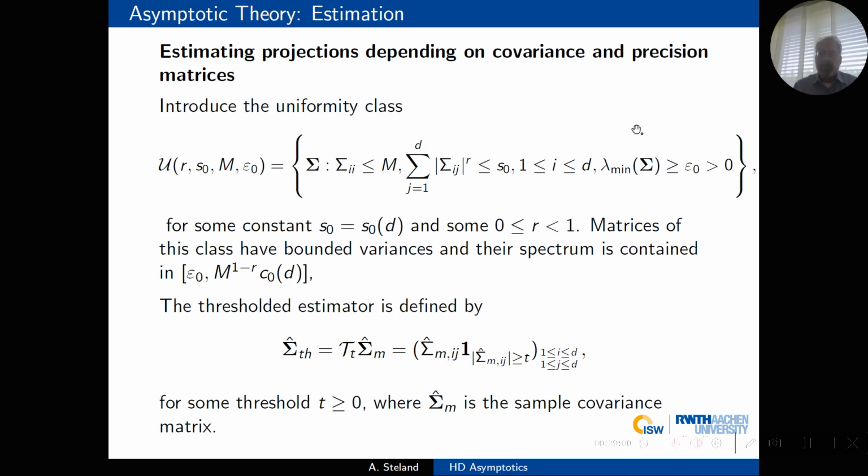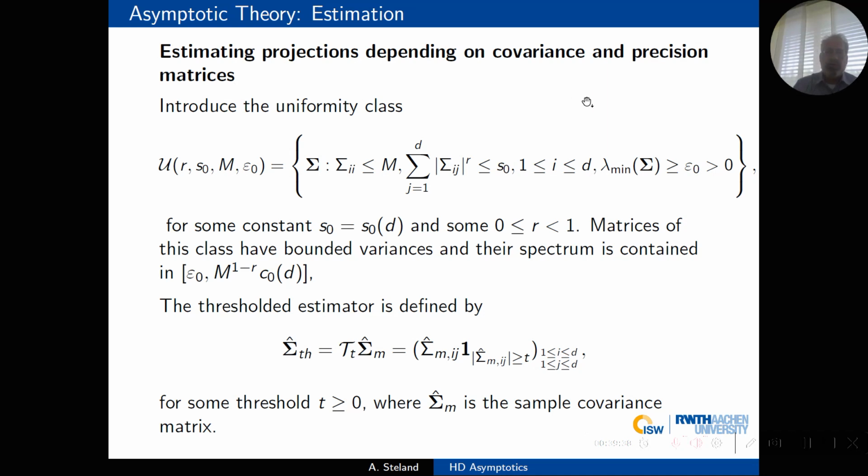Okay, so if we want to estimate projections, then in many cases, the optimal projection depends on the covariance matrix or on the precision matrix. And because of this, here's a result about threshold estimators of the covariance matrix. We are in a high-dimensional context. It is interesting to use thresholding estimators in order to get reasonable approximation rates.